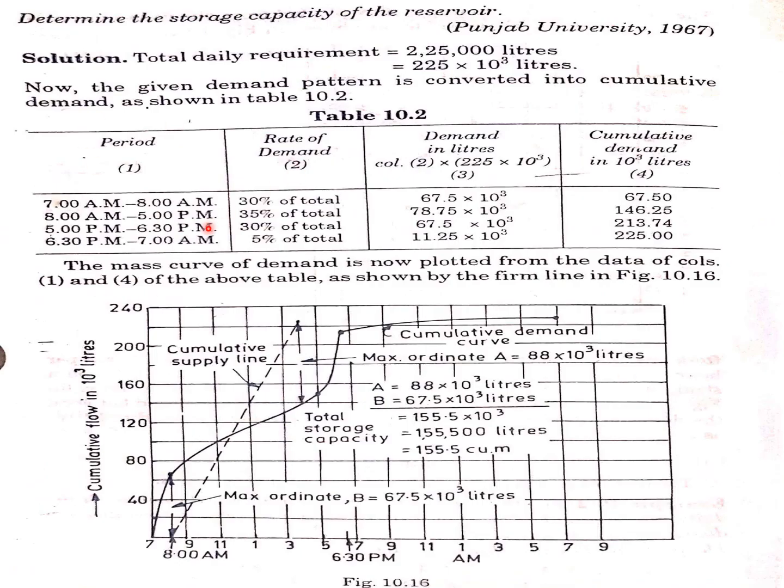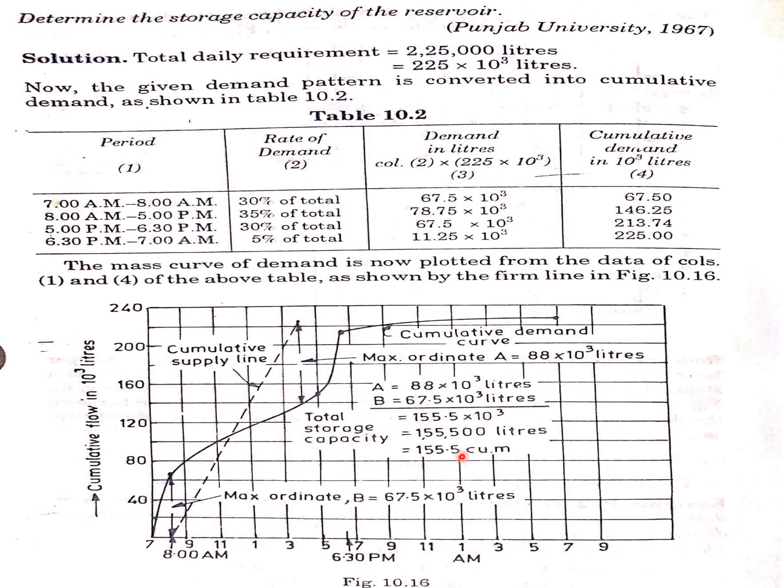Okay. So now the same thing, you can write the period, write the rate of demand and demand in liters. So 2,25,000 into 10 power 3 liters we need for that. So the demand is written, and then the cumulative demand. Now draw the graph. So 8 hours per day constant supply is given, and then this is the demand line. By drawing the graph you can get the demand line. Okay. So now this is the point A and this is the point B.